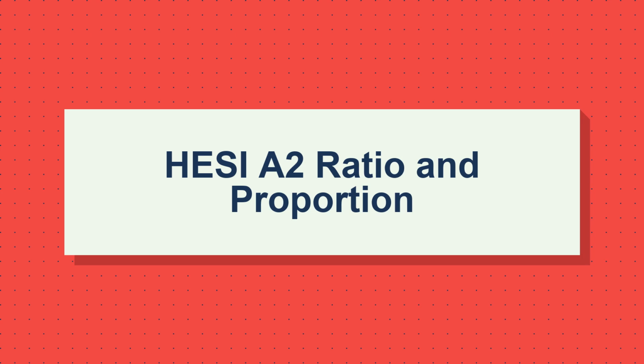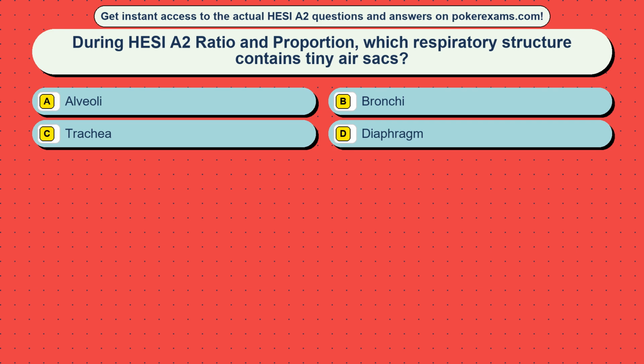HESI-A2 ratio and proportion. Question 1. During HESI-A2 ratio and proportion, which respiratory structure contains tiny air sacs?